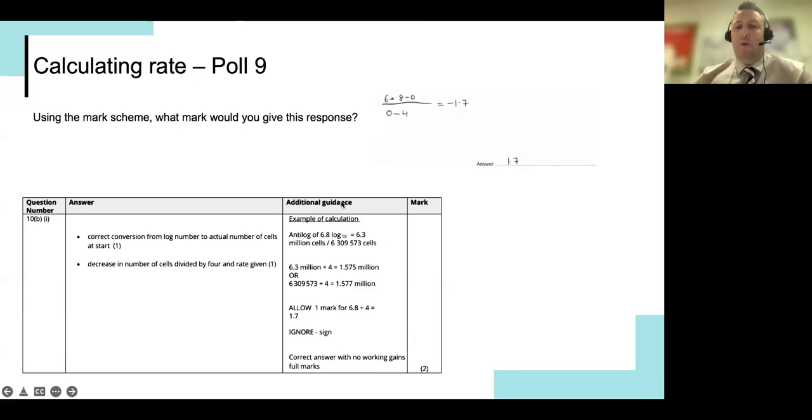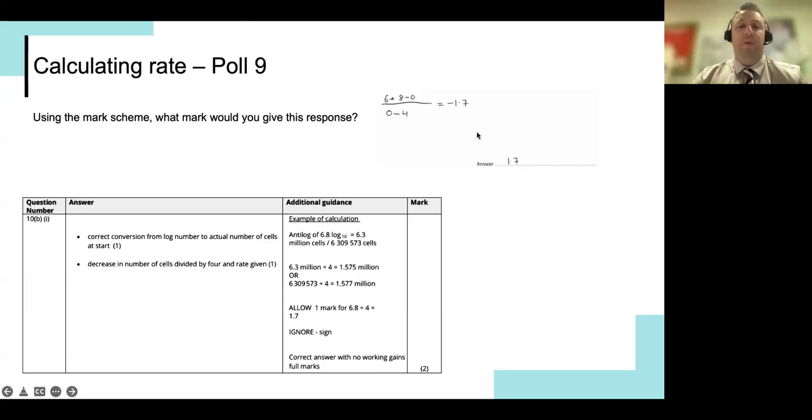So in this particular question, I'll do another poll quickly. This is a 2-mark question. Again, we've got the mark scheme here, and you can see the 2 marks. There has to be the correct conversion from the log number to the actual number of cells at the start, so they have to know how to do the anti-log. And then second, from that they have to calculate the rate by dividing by 4, and that comes from the graph. I'm just double checking, did it specify any decimal places? No, it didn't specify how many decimal places.